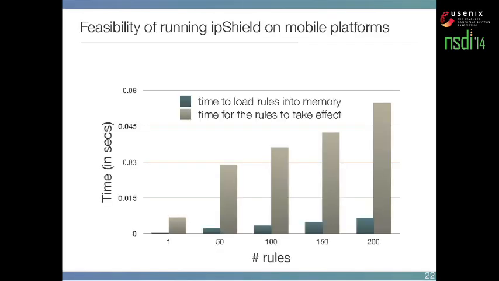We evaluated the feasibility of running ipShield on mobile platforms. The plot that we have here shows the time to load rules into memory and for the rules to take effect. Applications on Android access sensor data in 4 different modes. These modes correspond to different rates at which they access sensor data.